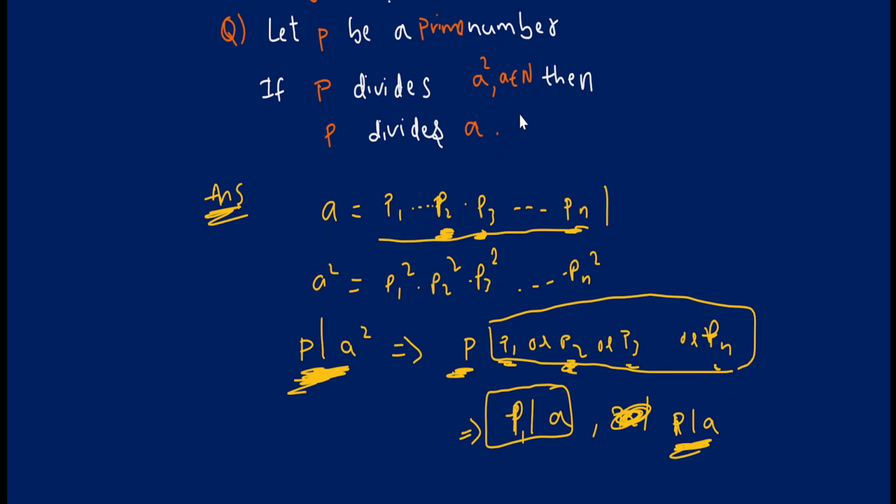If p divides a square where a belongs to natural numbers, then p divides a is true, and it must be true. I hope you really enjoyed this video.